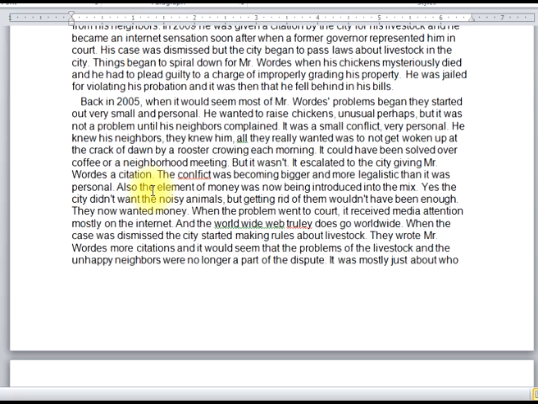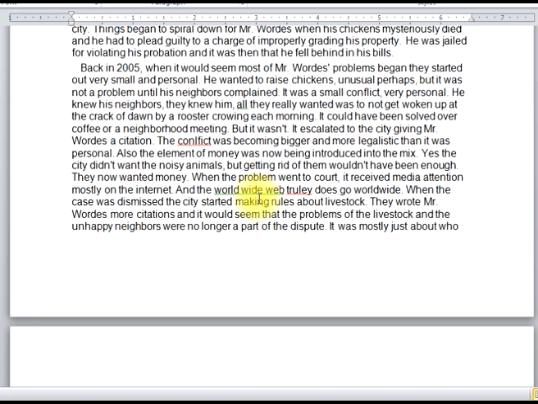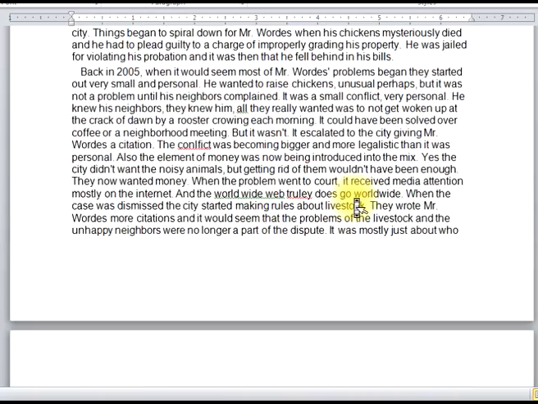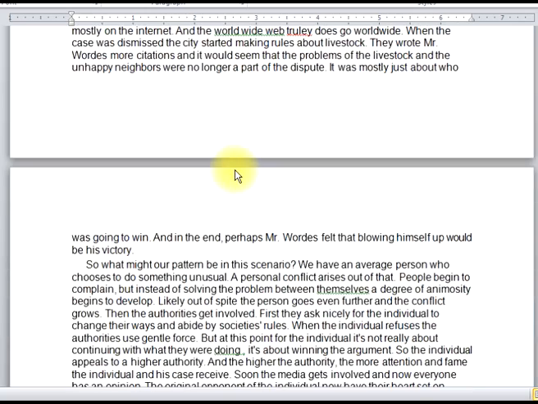So, the student is also pointing out that it's expanding, the conflict is expanding and changing in various ways. The opponent is changing, all right? Also, the element of money was now being introduced into the mix. Very good, very good. This is true. Money does come in. Yes, the city doesn't want noisy animals, but getting rid of them wouldn't have been enough. Now they wanted money. When the problem went to court, it received media attention, and the World Wide Web truly does go worldwide. When the case was dismissed, the city started making rules about livestock. Okay. Now I think the ending of this section could use a little bit more work, but the expansion and the type of change, the morphing the conflict goes through, is very well described here. All right, good job there.